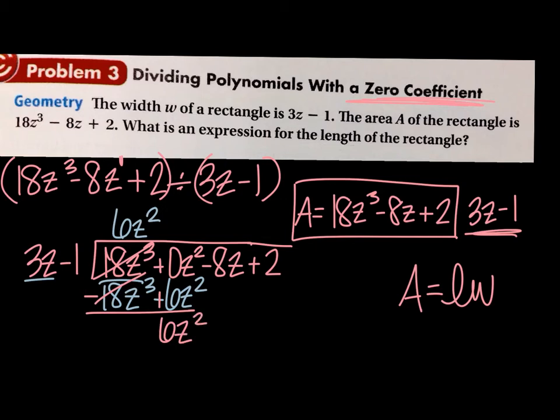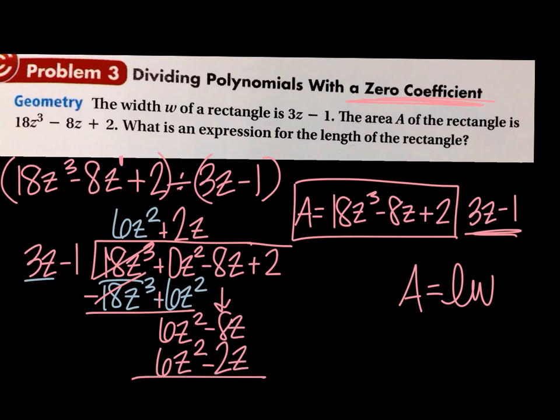How many times will 3z go into 6z squared? How about 2z times? And that gives me 6z squared minus 2z. I forgot to bring down the 8z. Subtract, and I'm left with negative 6z plus 2.